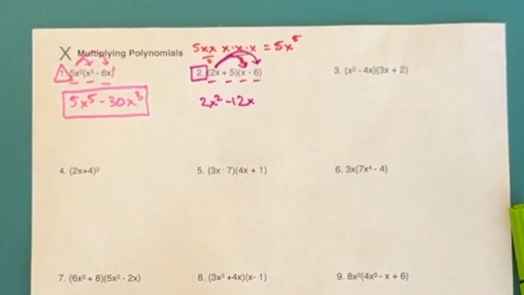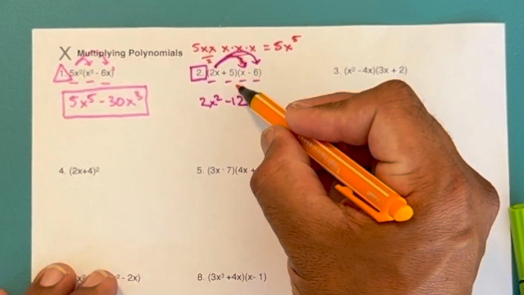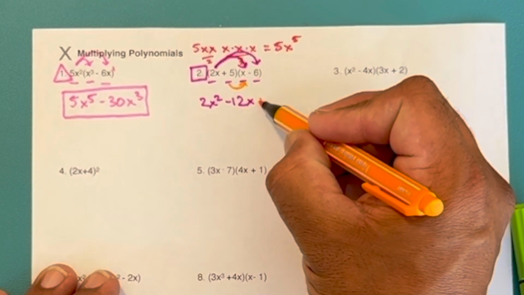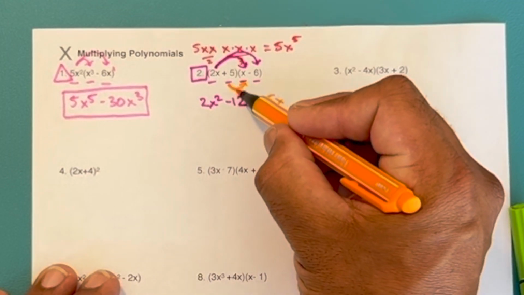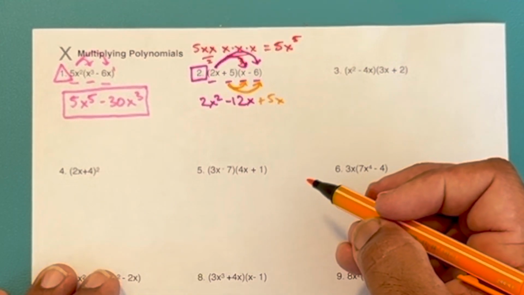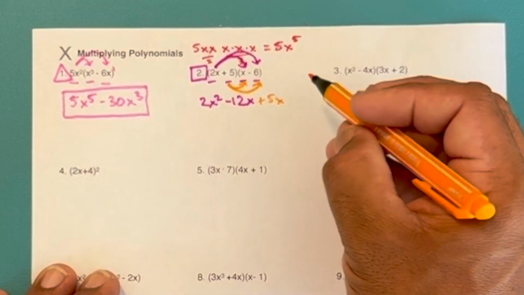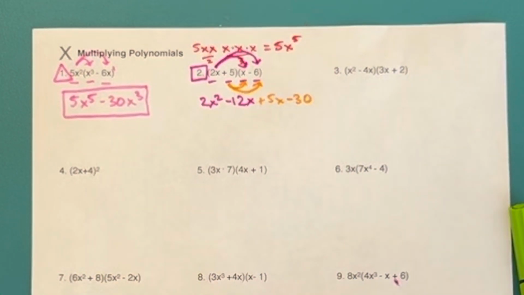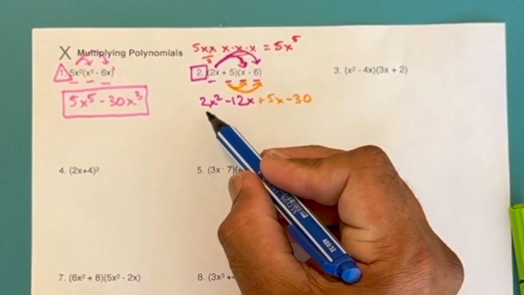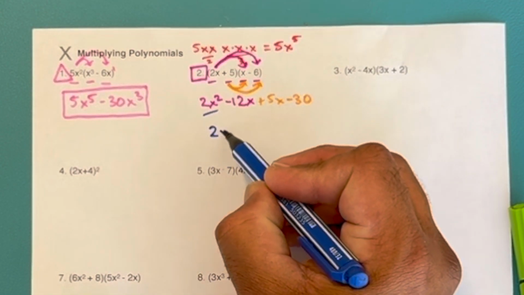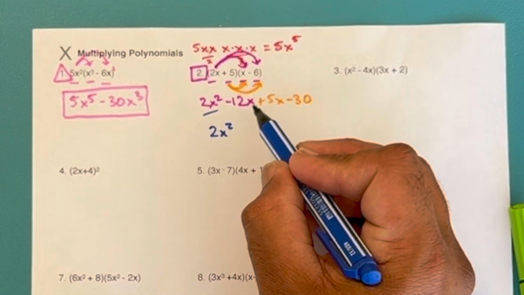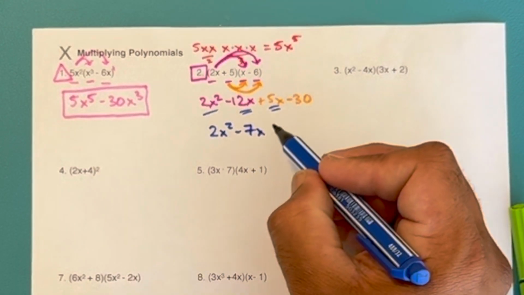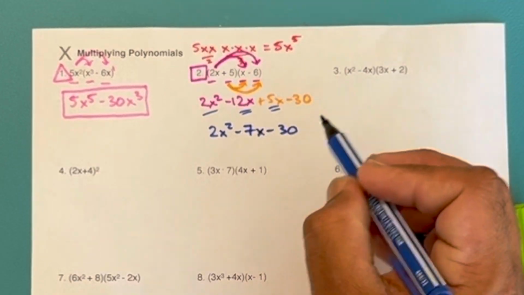And then in this match, the partner would be fighting that person second. So 5 times x is 5x. And then they'd be fighting the other person too. So basically everyone fights everybody. So 5 times negative 6 is negative 30. Then we combine like terms, squared, nothing else like it. Negative 12x plus the 5x is a negative 7x, and then minus 30. Done.